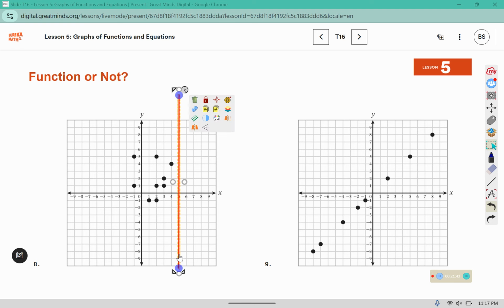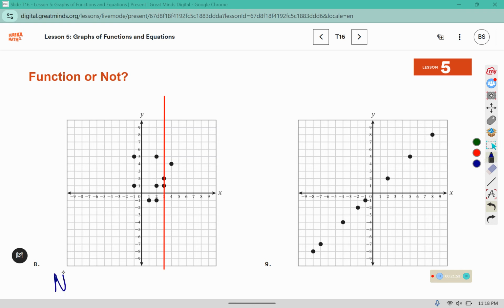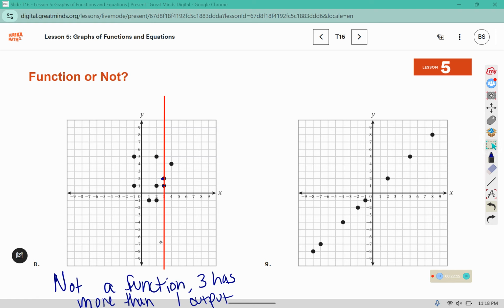If we take this vertical line, you can see that it's touching at two different points, here and here. So this one fails the vertical line test, so it is not a function. This input of 3 has two different outputs. And then the input 2 also has multiple outputs. One point, one point, the whole way. This one passes, so it is a function.